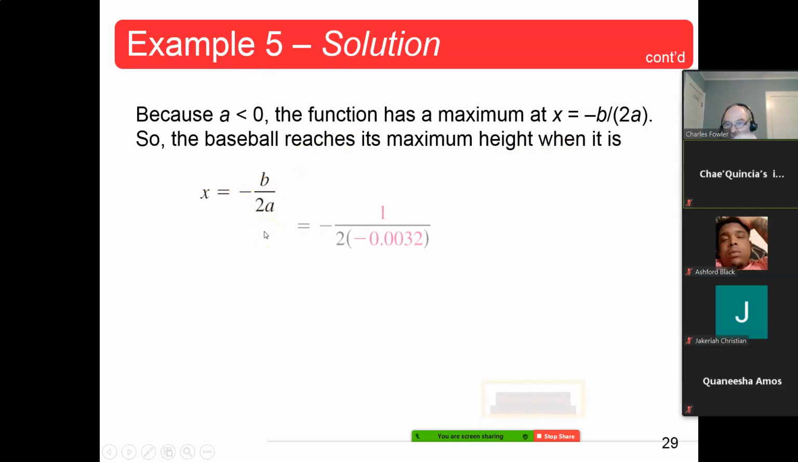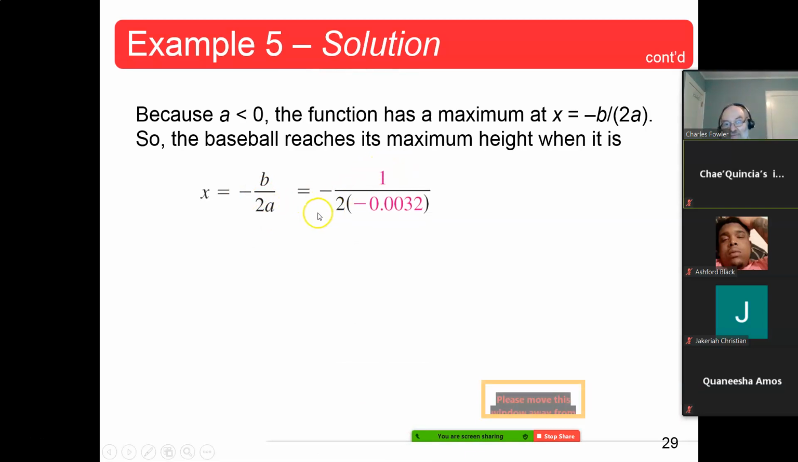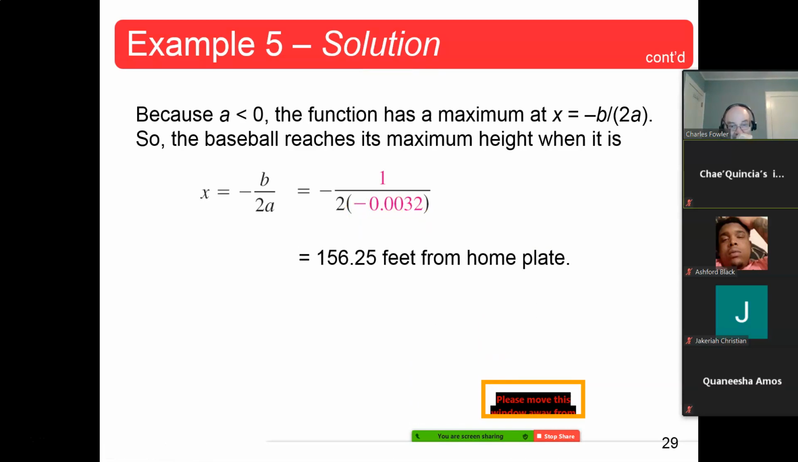So let's start plugging in the numbers there. Minus 1 over 2 times a negative 0.0032. They remember their negative sign. Okay? And that gave us 156.25 feet from home plate, exactly what we got. Now, that still doesn't give you the maximum height. That tells you how far you were from home plate when it reached the maximum height.